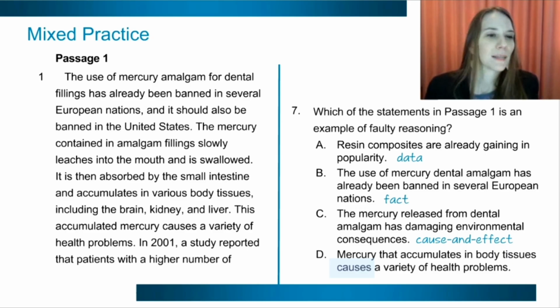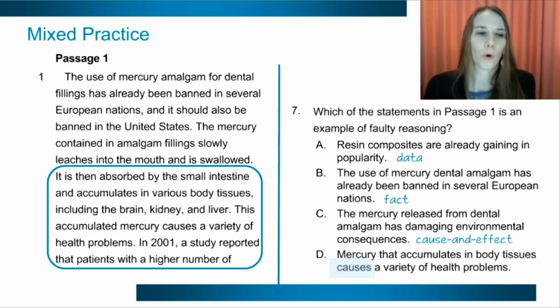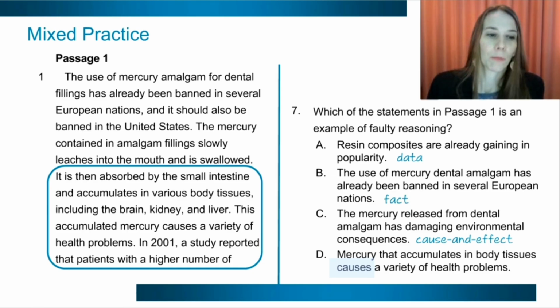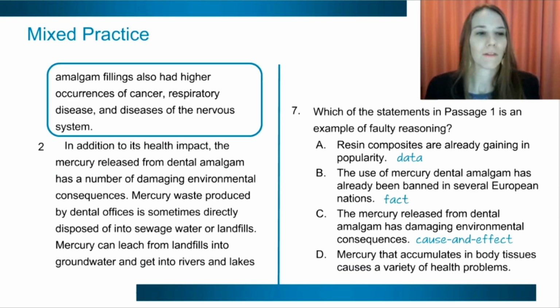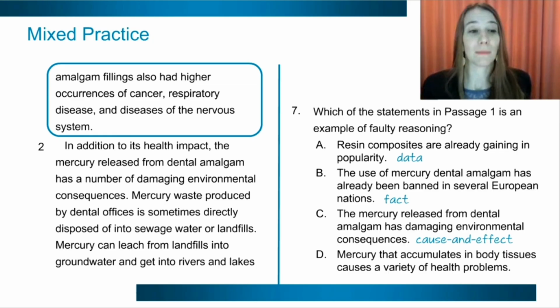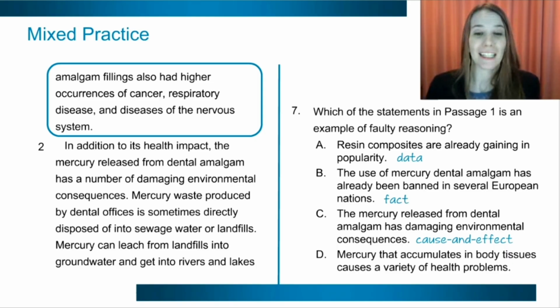Well, the author says some of this mercury is leached out and swallowed, and then a little bit of it is absorbed into the tissues. And then the study reports that patients with a higher number of fillings have higher rates of these other occurrences. So the question to ask is, are they sure it's the fillings that are causing this? If you can think of some other reason why people that have more fillings may also have higher rates of these other diseases, what you have found is good evidence for why this line of thought isn't accurate.